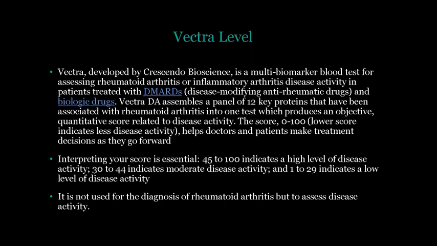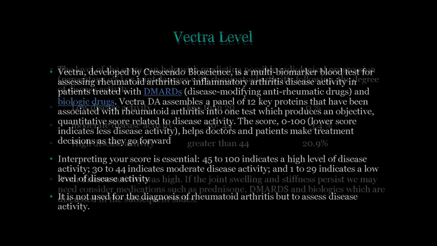The lower the score, the less disease activity. Interpreting your score is essential. 45 to 100 indicates high disease activity. 30 to 44 indicates moderate activity. 1 to 29 indicates a low level of activity. It is not used for the diagnosis of rheumatoid arthritis, but to assess disease activity.